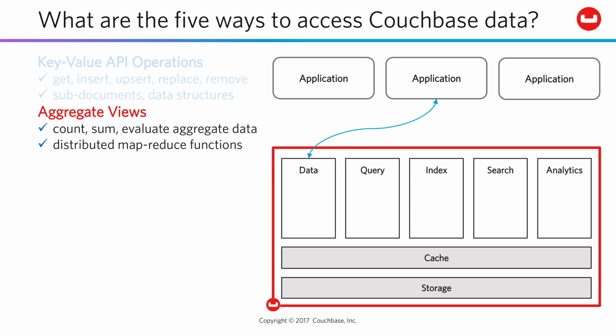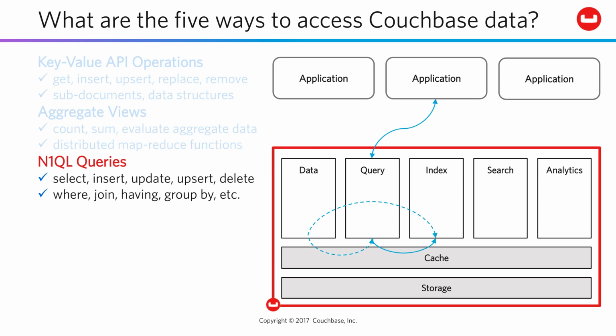Second, also through the data service, we provide the ability to create aggregate views generated by distributed MapReduce style functions. Third, through the query service, we support select, insert, update, delete, join, where, having, group by, and much more that you'll find very familiar, along with a robust function library. This service relies in turn on both the index and data services to efficiently deliver your query results.